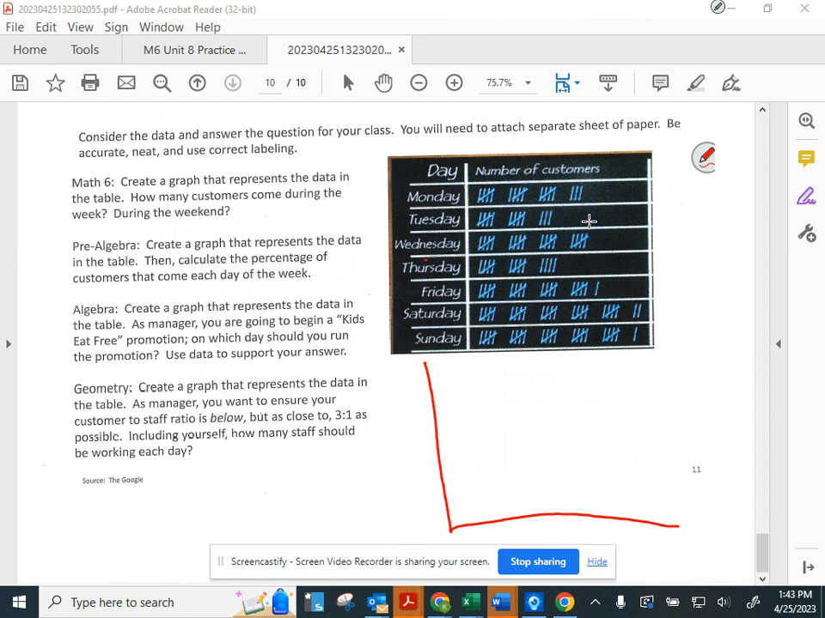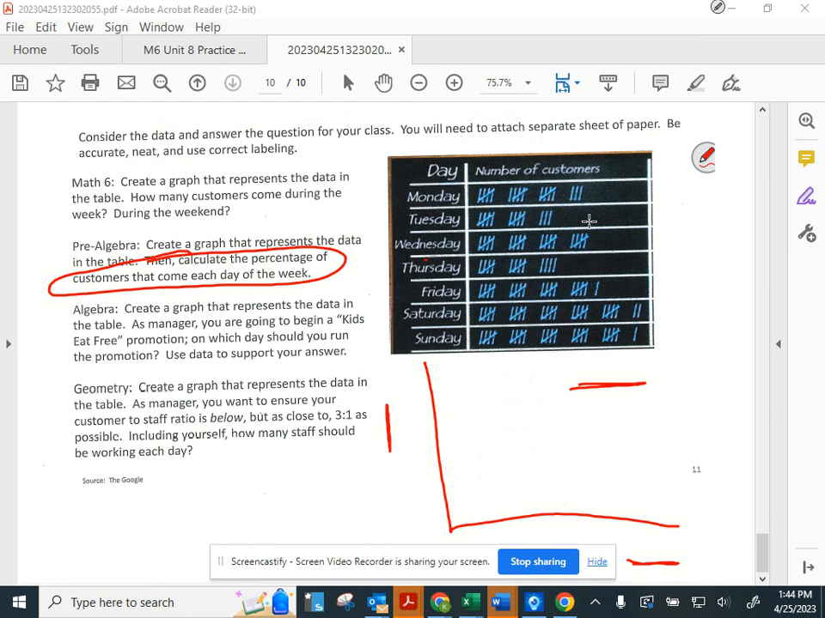Make sure you have your numbers and your days of the week. And we create a title for what this bar graph might be. So make sure you put a title, labels, those are all important. And then don't forget to answer that final question. Calculate the percentage of customers that come each day of the week.